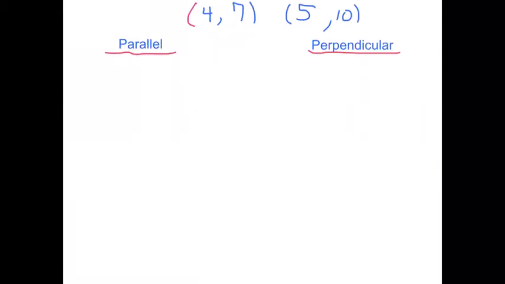All right, let's have a look at how we come up with equations in general for lines that are perpendicular and parallel. Well, let's start with the slope. 10 minus 7 is 3, 5 minus 4 is 1, 3 over 1 is 3. So this one's easy. If we want to do it in slope-intercept form, we could have 3x plus b, and we would know here it's y equals minus 1 third x plus b.